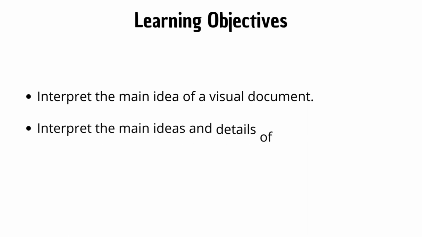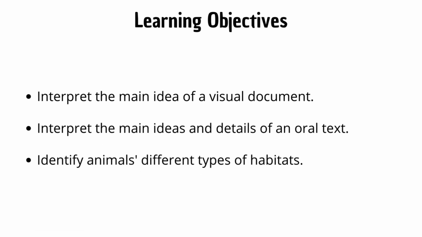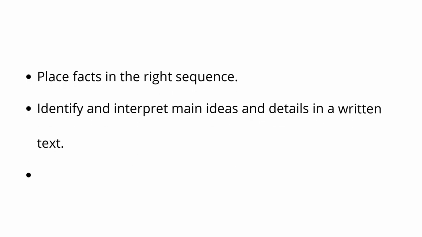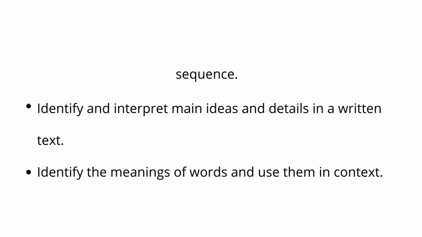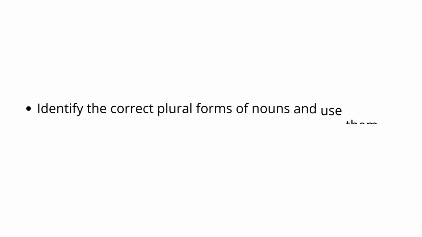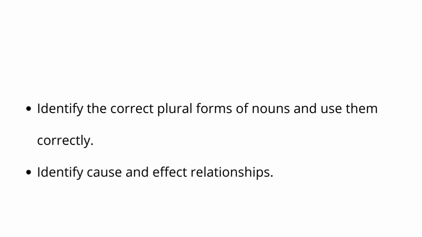Our learning objectives for today's lesson are to interpret the main idea of a visual document. Interpret the main ideas and details of an oral text. Identify animals' different types of habitats. Place facts in the right sequence. Identify and interpret main ideas and details in a written text. Identify the meanings of words and use them in context. Identify the correct plural forms of nouns and use them correctly. Identify cause and effect relationships.